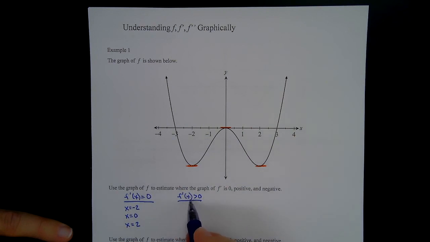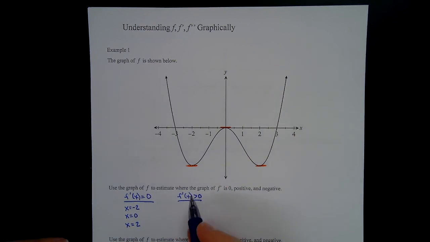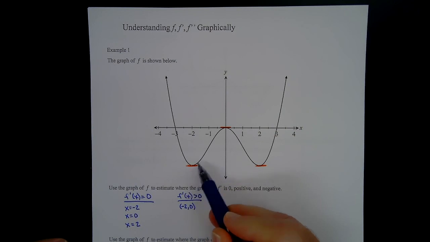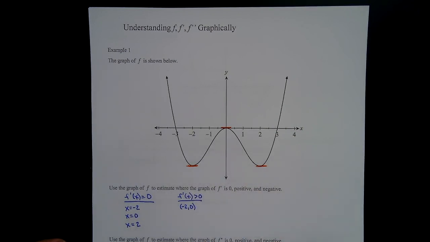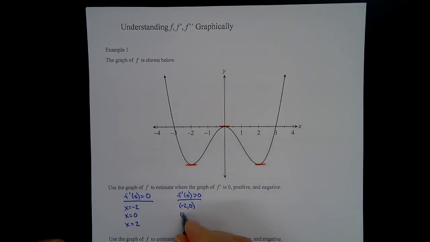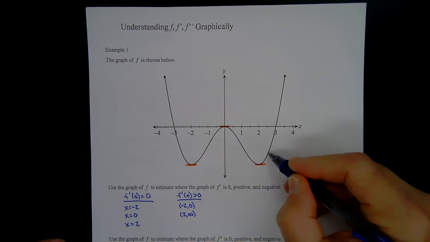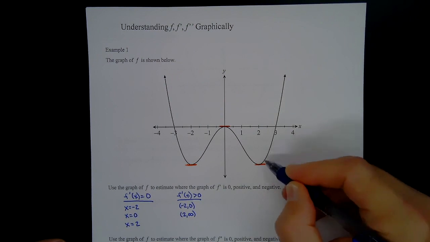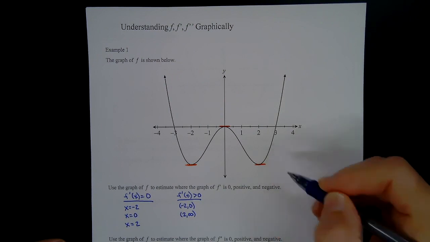So for f prime of x to be greater than 0, we'd be looking at the interval -2 to 0. Again, not including -2, because I'm asking for where the derivative is positive, not where the function's increasing. If I was asking for where the function was increasing, I would include this point and this point. And then from 2 to infinity. Okay, because any point to the right of 2, bigger than 2, would have a tangent slope that's positive.